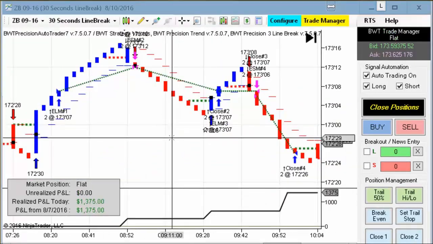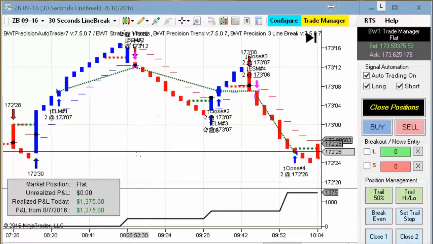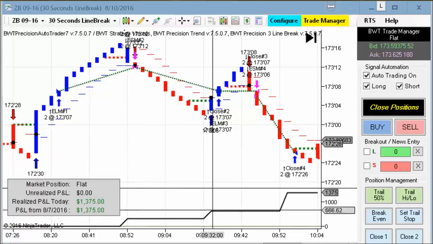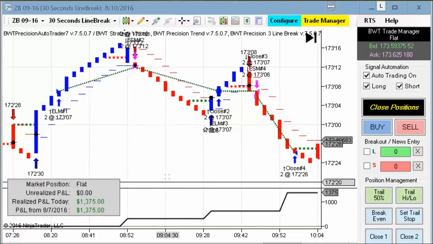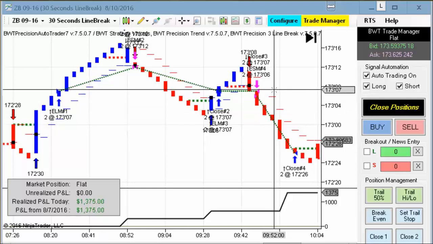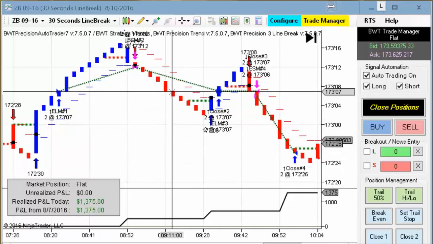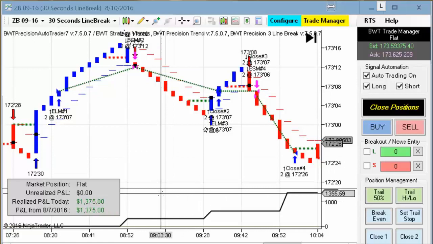Okay, I've been talking a lot about line break and line break charts, and once again, here's the 30-year Treasury bond on a 30-second line break chart, and we had 4 trades, 3 good winners, and this one was pretty much a break even here. But this did 1375 for the day on 2 contracts.